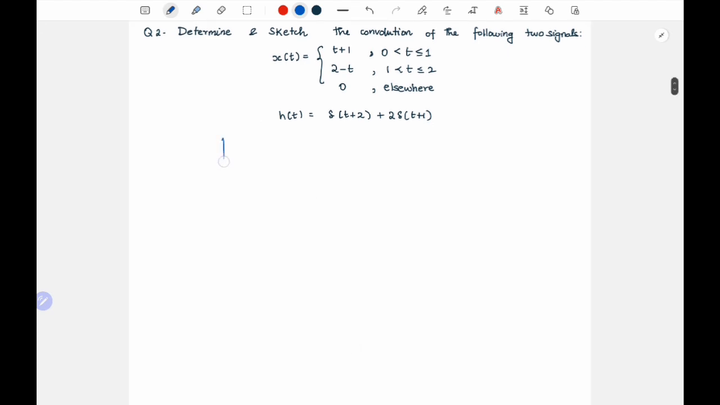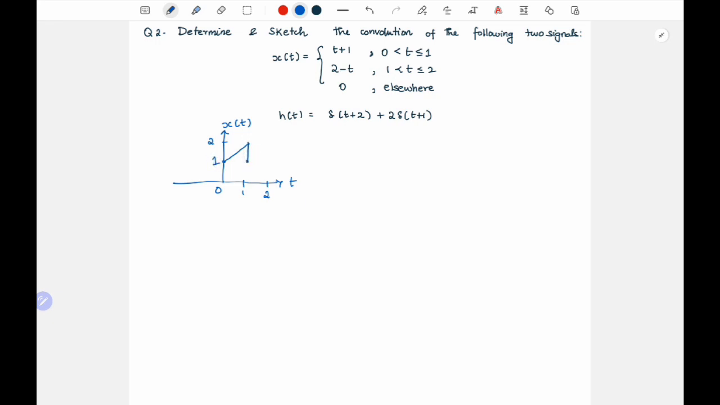So we'll just draw here x of t first. So from 0 to 1 and then to 2. From 0 to 1 it is t plus 1, meaning at 0 it is 1, right? Or close to 0 it is 1, and then it has a slope of 1. So here at 1 it will reach a value of 2, right? And then from 1 to 2 it is 2 minus t. So what is its value at 1? It is 1.